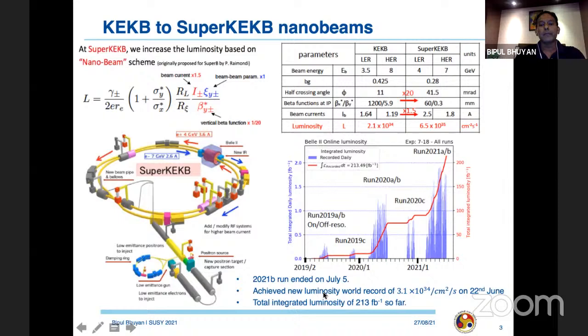And in fact, we have already achieved the world luminosity record of 3.1 times 10^34 per centimeter square per second, on 22nd June. And so far, we have collected about 213 inverse femtobarn of data at Belle II. So most of the results that I'll be presenting in this particular conference use data which is about 1/3 of whatever is already on the disk, basically.